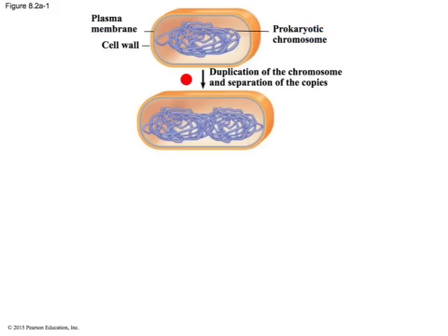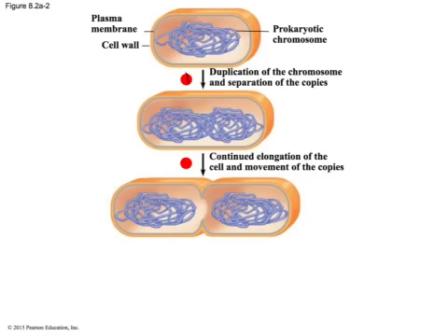Here's a picture of a bacteria, and step number 1 is the duplication of the chromosome and the separation of its copies. So DNA replication is going to happen. Remember, it is not in a nucleus because it's a bacteria, so it's just the nucleoid region, but we still need to do it. Step 2 is to elongate, so the cell is going to get longer.